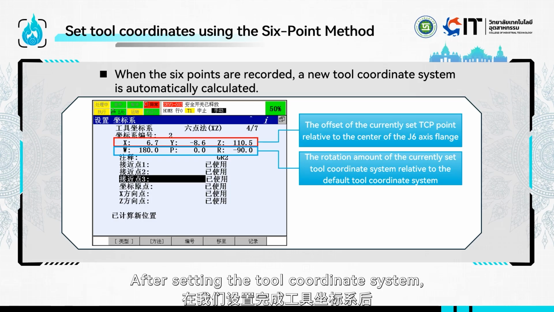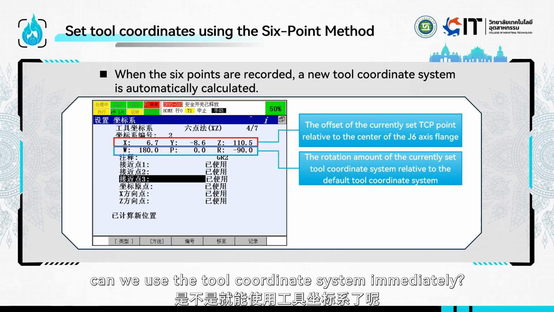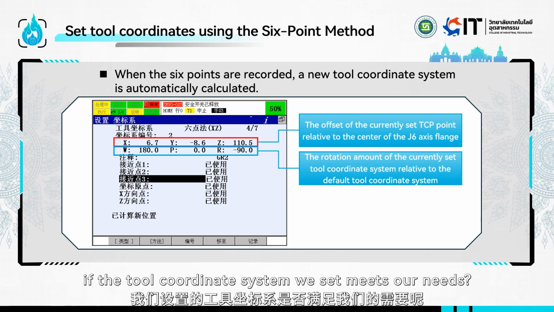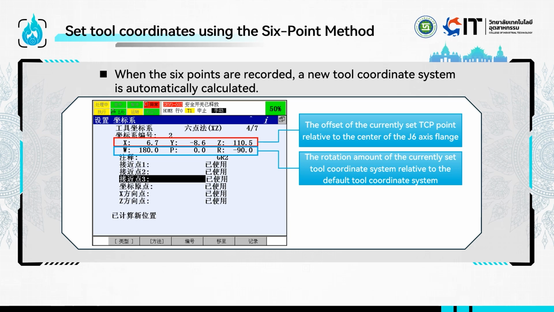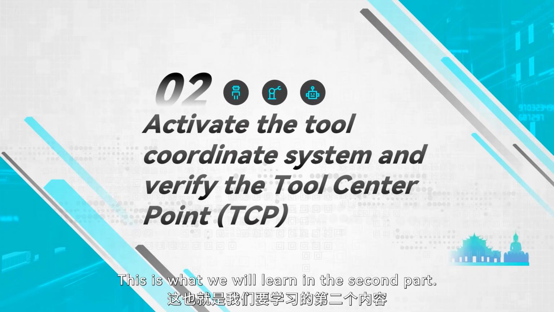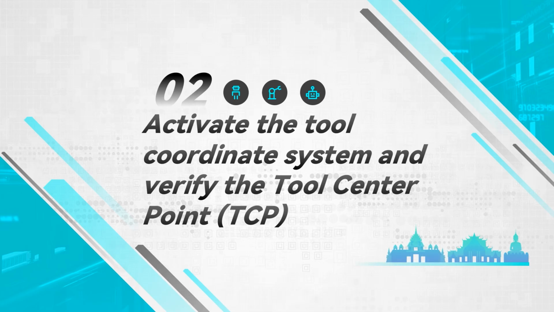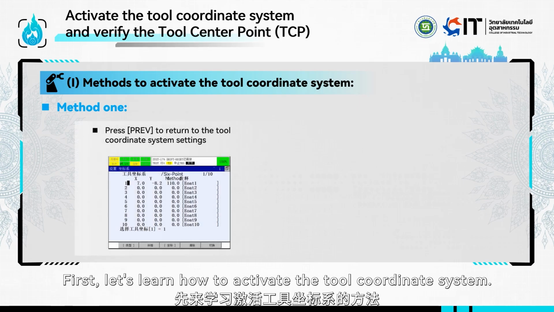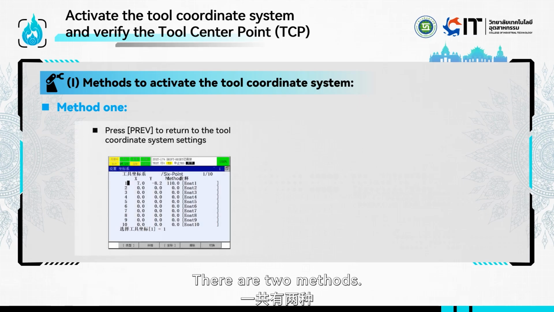After setting the tool coordinate system, can we use the tool coordinate system immediately? How can we know if the tool coordinate system we set meets our needs? This is what we will learn in the second part. First, let's learn how to activate the tool coordinate system. There are two methods.